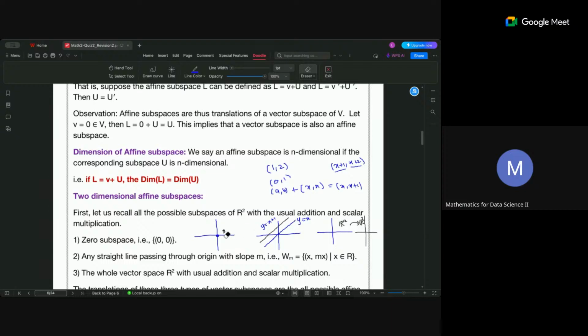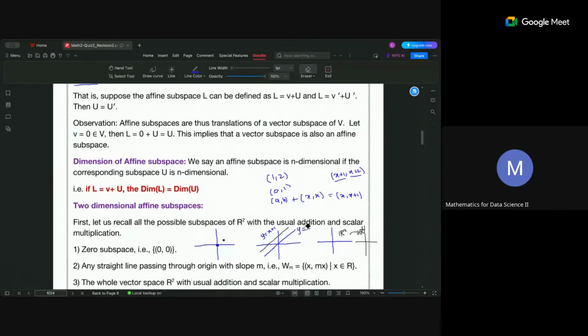For example, if you are taking a point, only the zero subspace is the corresponding space. For this line, y is equal to x is your corresponding subspace. There cannot be any other line parallel to this passing through the origin, right? Only this is the line which is parallel to this and passing through the origin. So this is unique. Clear? So what is the dimension of the affine space? If L is equal to V plus U, then the dimension of L is the dimension of U. Clear?